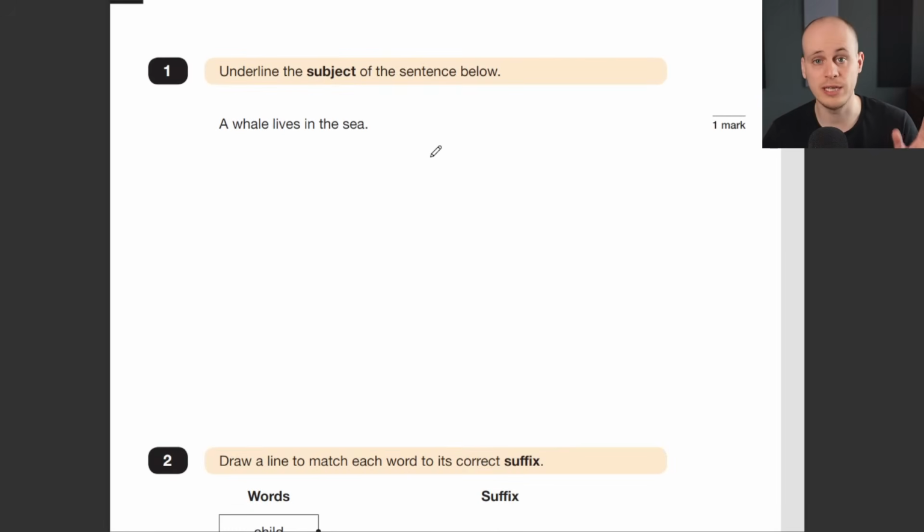Guys, remember in the real test you get 45 minutes to do this, and it's 50 questions, 50 marks. Every question is 1 mark. Let's do this. So first one, underline the subject of the sentence below. Guys, just remember sentences go like this: subject, verb, object. We've got the subject here, which is our answer. The verb lives and the object sea. So the subject is whale.